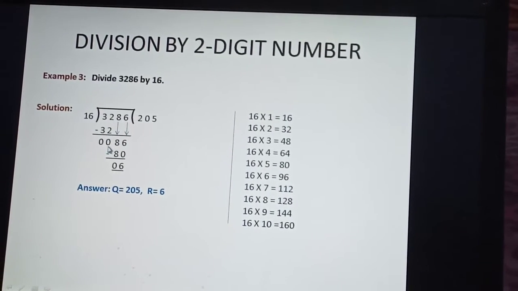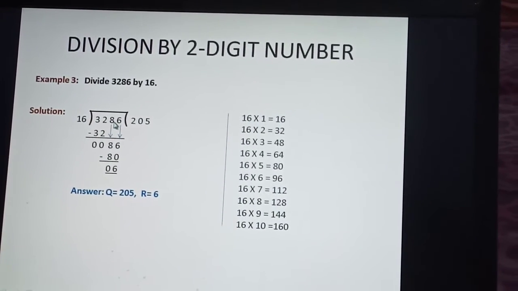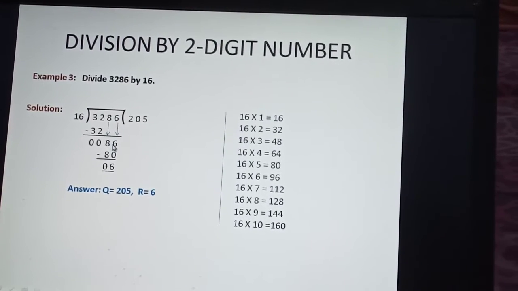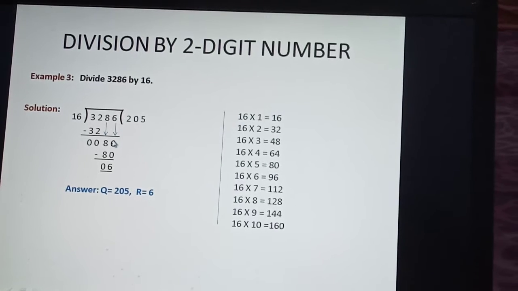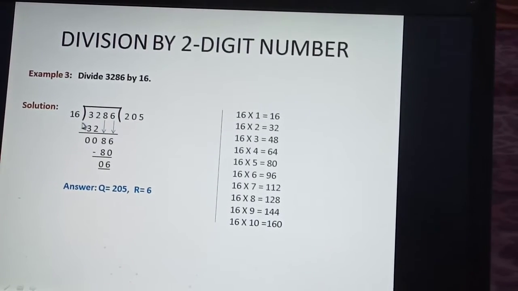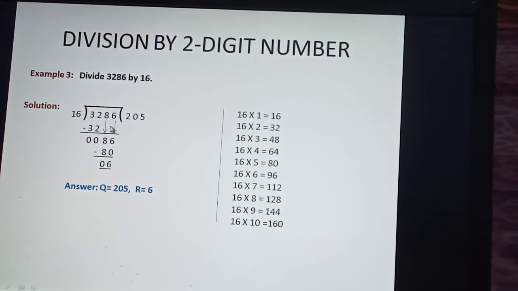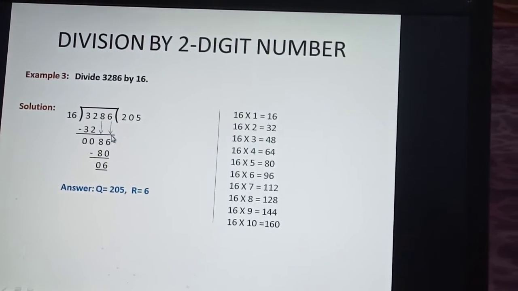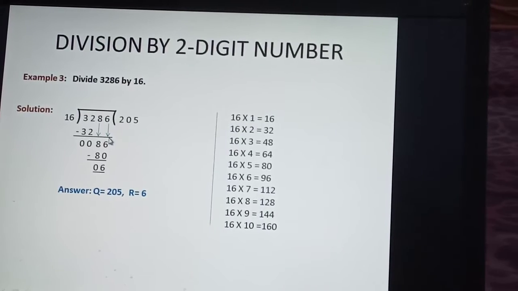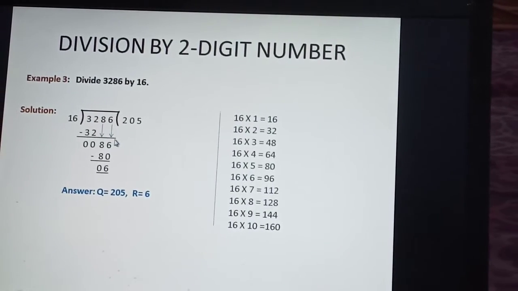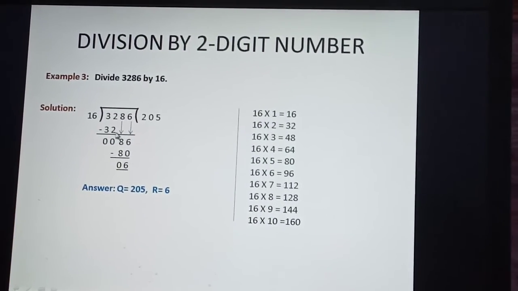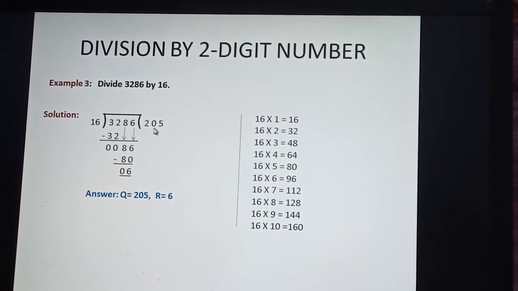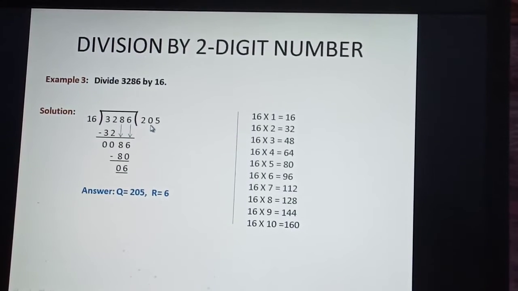Now what is the next step? Next step is bring down the next digit. What is the next digit? 8. So we will bring down 8. Now this 8 is less than 16. We cannot divide 8 by 16. So what we need to do now? Now we have to bring down the other digit also. So we will bring down other digit 6. Now please note that whenever you are bringing down two digits at one step, we have to put 0 in the quotient. Remember this fact.